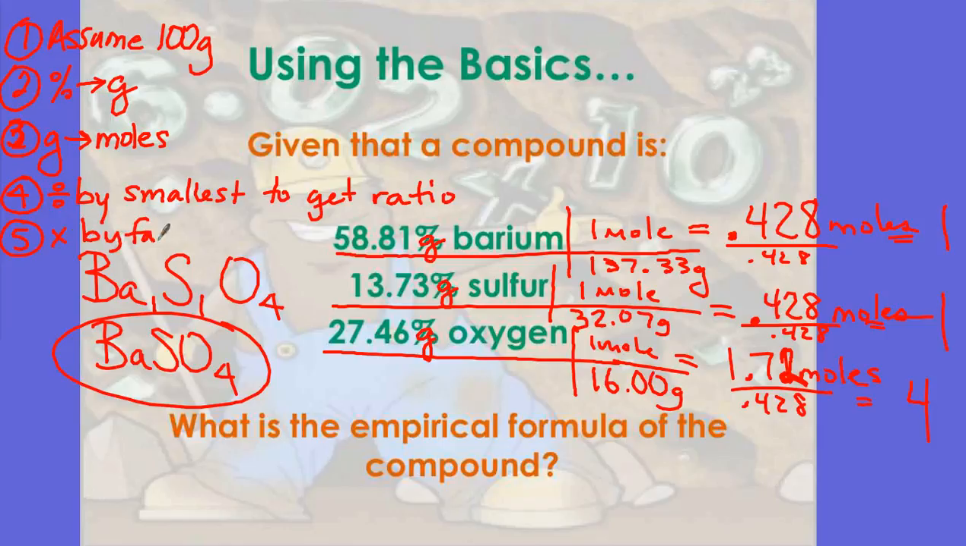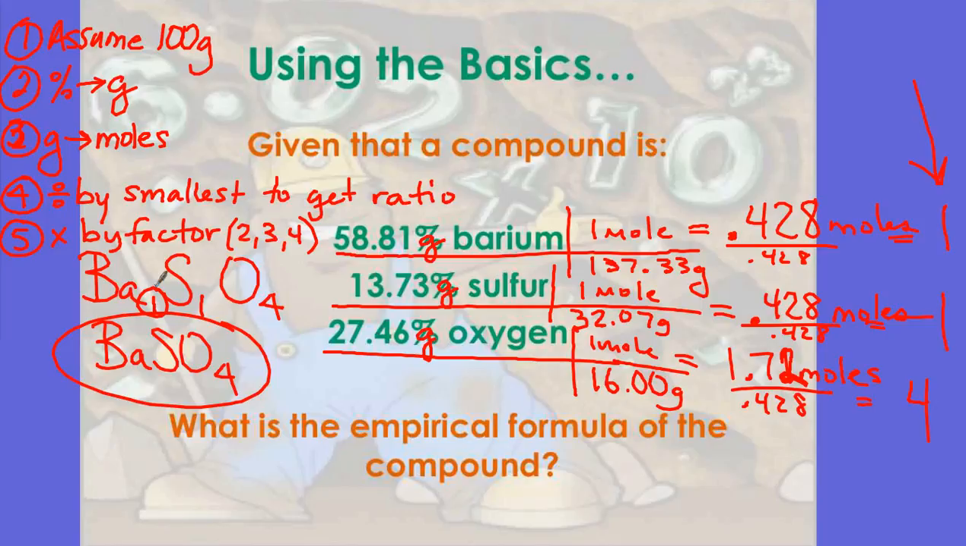5th step is multiply by a factor. Your factors are either going to be 2, 3, or 4, so that you get a whole number. So if when we calculated these ratios over here, what if I got a 1.5? Can I put a 1.5 in my formula? No. If you get a 1.5, which factor do you think you'd multiply by to get them all to be even? 2. So you would multiply them all by 2, so you get a whole number.